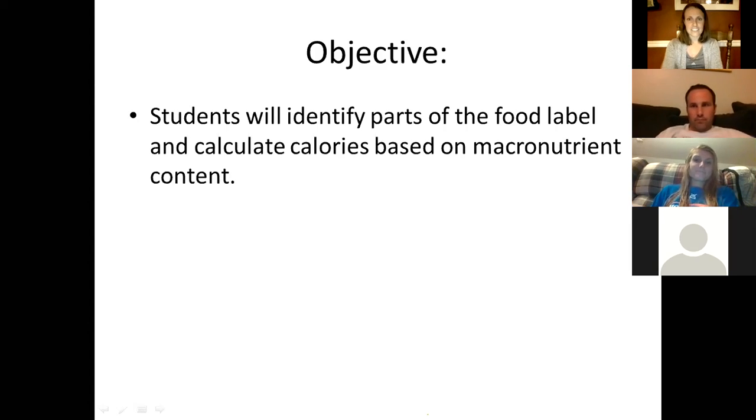Okay, today's lesson, we're going to identify the parts of the food label and calculate calories based on the macronutrient content.